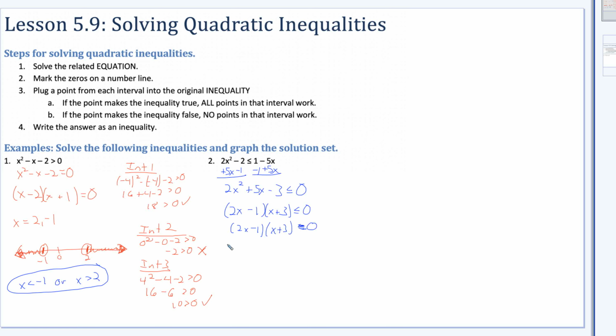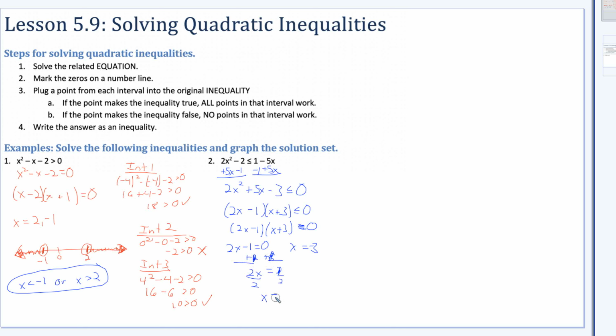And to solve this, either 2x minus 1 equals 0, or x equals negative 3 from this one. That's an easy one. Add 1 and then divide by 2. So x will be 1/2.